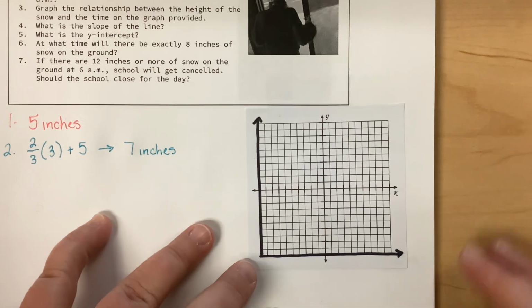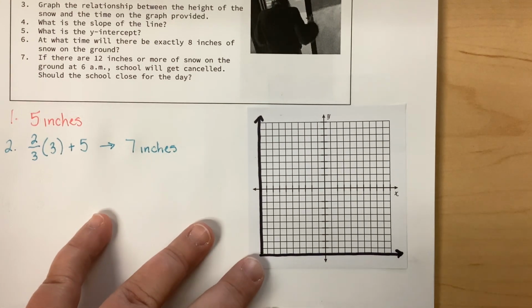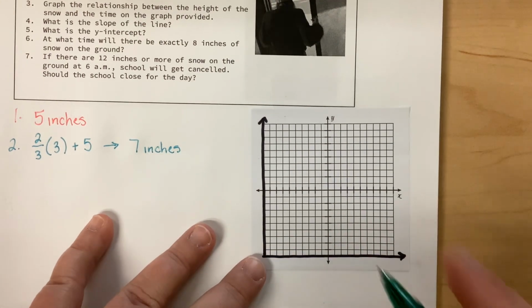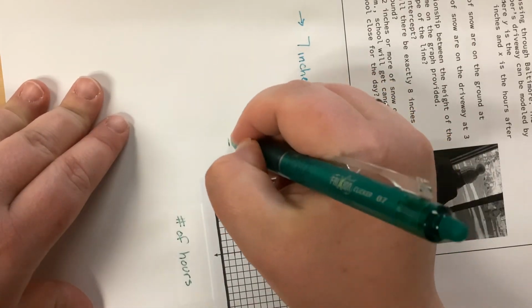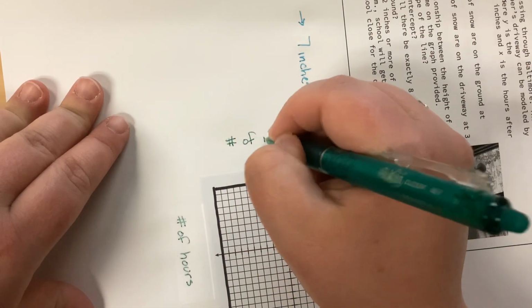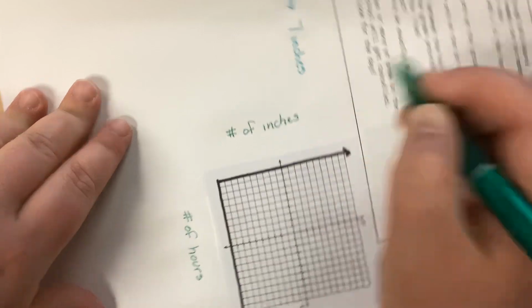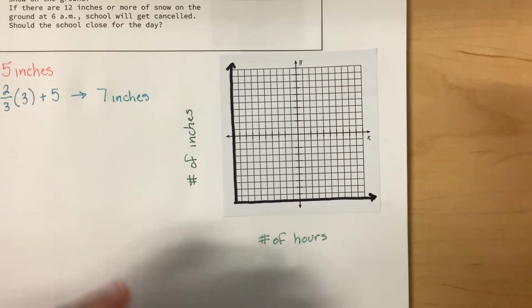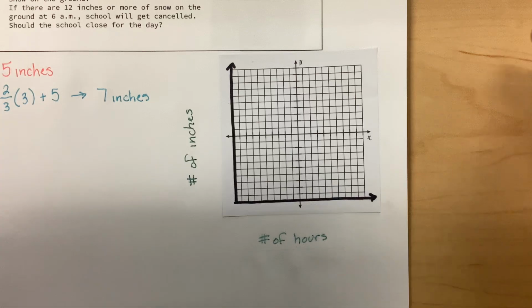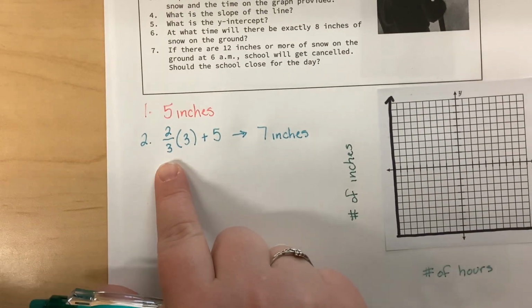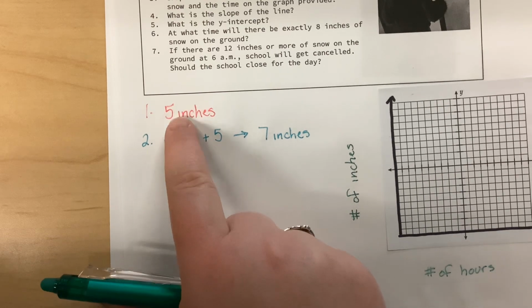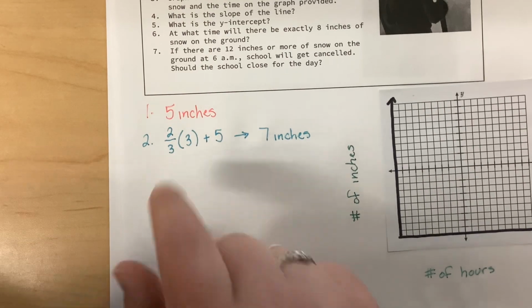All right, so the first thing we need to do is label and scale our axes. Now I know that x is number of hours after midnight, so I'm gonna write number of hours. And I know that y is the inches of snow, so number of inches. All right, so then when I go to scale, I just kind of have to think about how things are changing. My slope, which we're going to answer that question here in a minute, is 2/3. Now remember, it's y over x, so that means 2 inches every 3 hours.